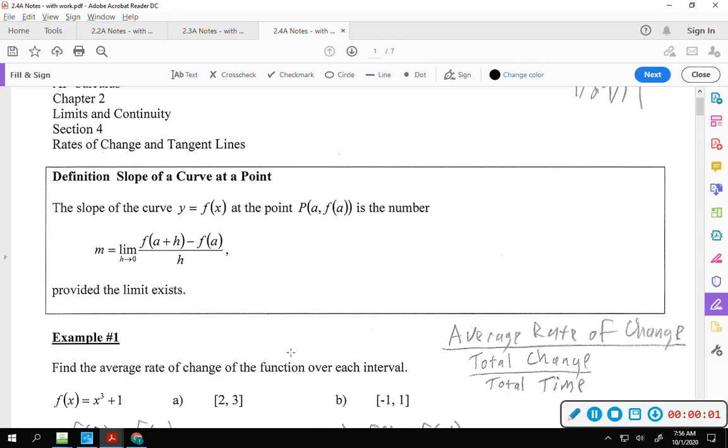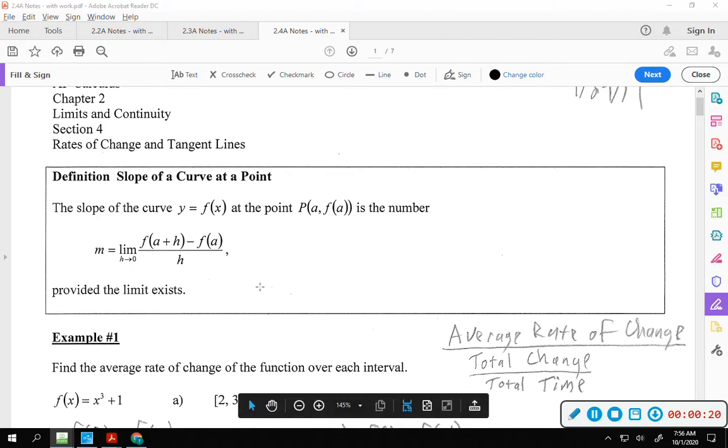This is a recording of Chapter 2, Limits and Continuity, Section 4, on rates of change and tangent lines. I'll be using a combination of the notes here as well as notes that I will write out underneath the camera.